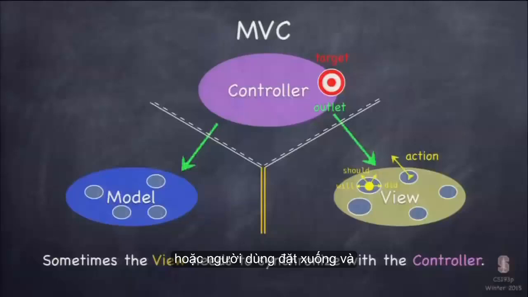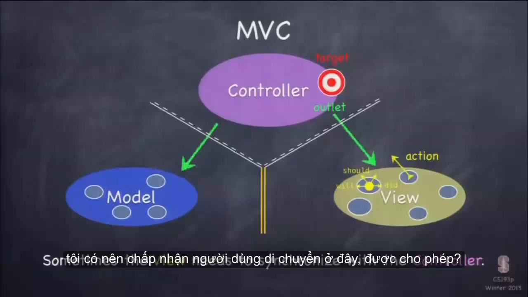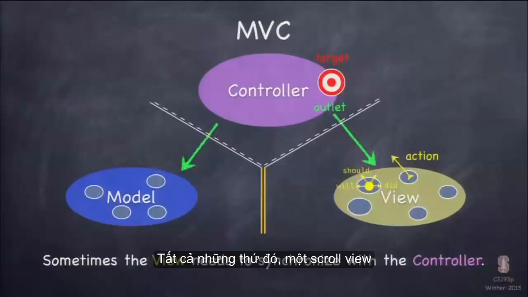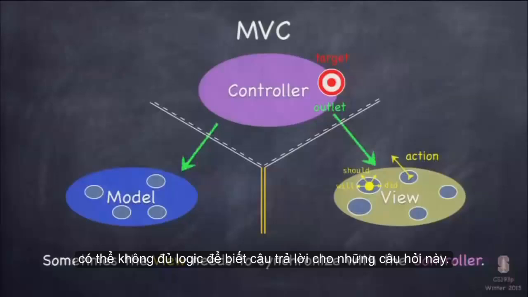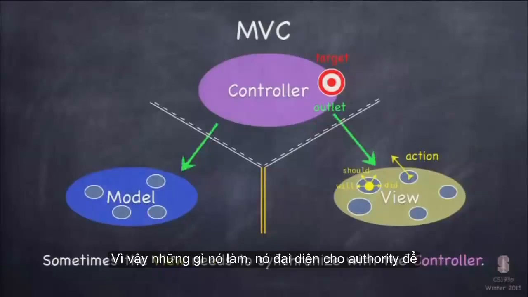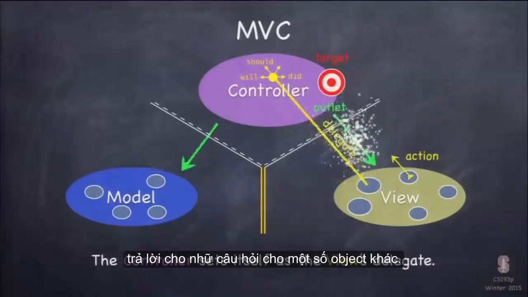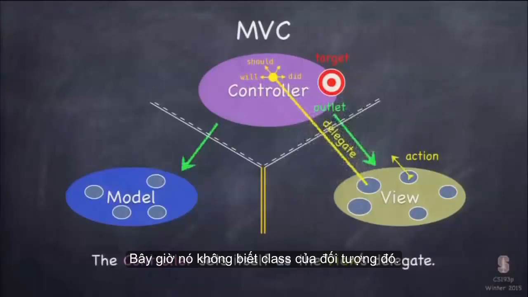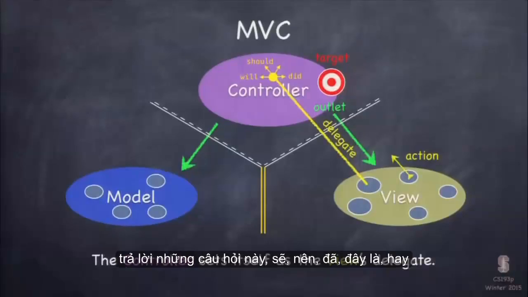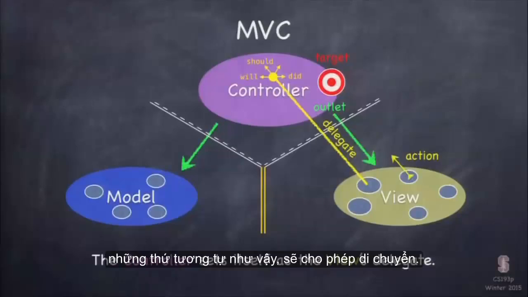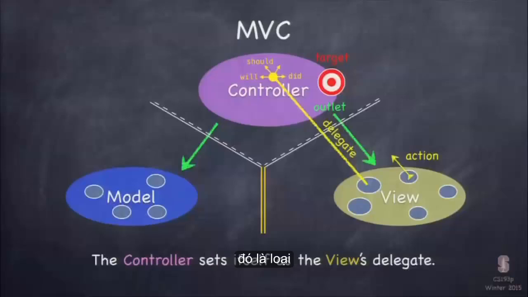Okay? Or the user puts the touch down and the scroll view wants to know, should I allow the user to scroll here? Is that allowed? The scroll view itself might not have enough logic to know the answer to those questions. So what it does is it delegates the authority to answer those questions to some other object. Now, it doesn't know the class of that object. All it knows is that other object can answer these questions: will, should, did, like should allow scrolling, did scroll to point, things like that. So those are the kind of methods you're going to see in these delegate protocols.